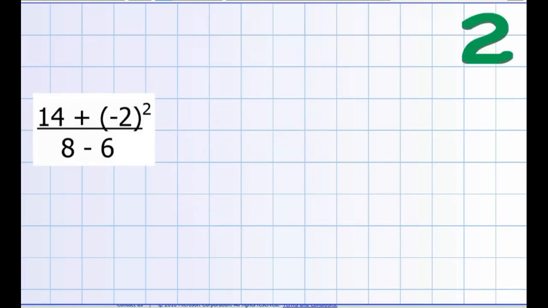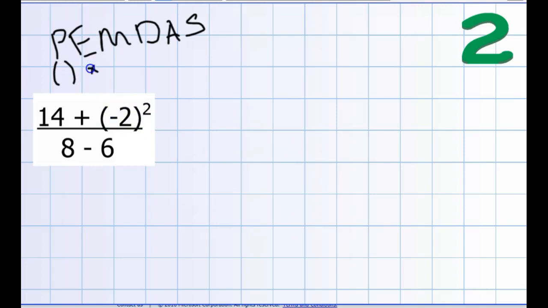Let's try another one. Again, we have PEMDAS. If it helps you to write this up on every one of your problems, do it. First thing we're looking for is parentheses. We have parentheses, but it's just telling us to do this number in parentheses. Then we're looking for exponents. So we do have an exponent. So we have 14 plus 2 squared.